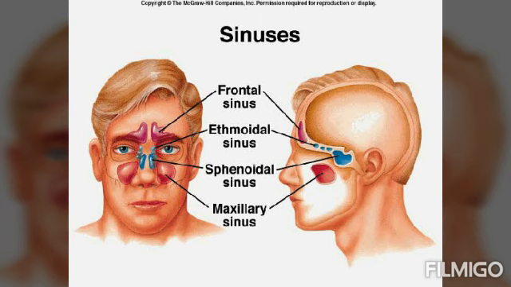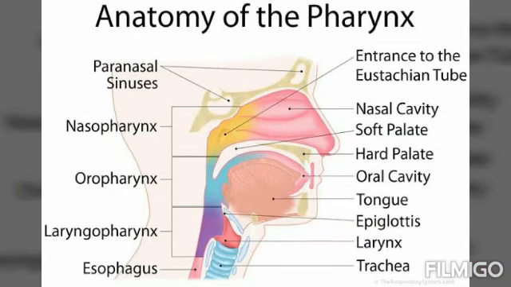This inspired air, which is filtered and humidified in the nose, enters the pharynx. The pharynx, or throat, is a tube-like structure that connects the nasal and oral cavities. It is divided into the nasopharynx, oropharynx, and laryngopharynx. The nasopharynx is located posterior to the nose and above the soft palate. The part of the pharynx that connects to the oral cavity is the oropharynx, and the part that continues with the larynx is the laryngopharynx.